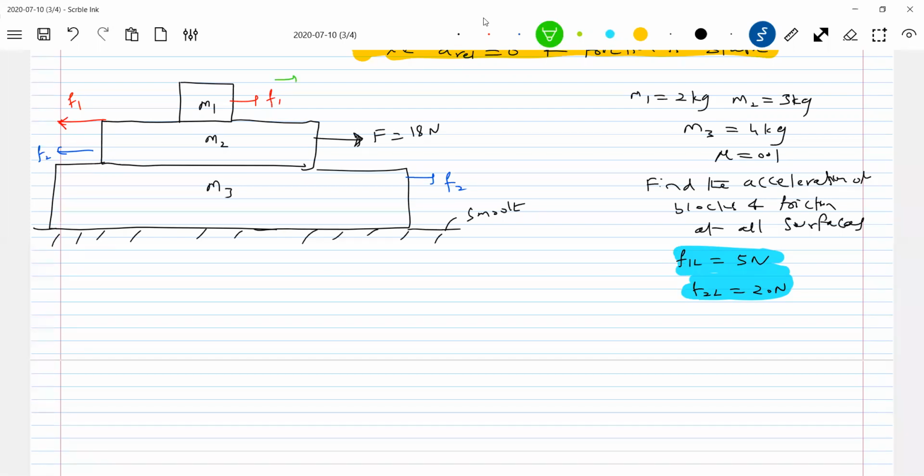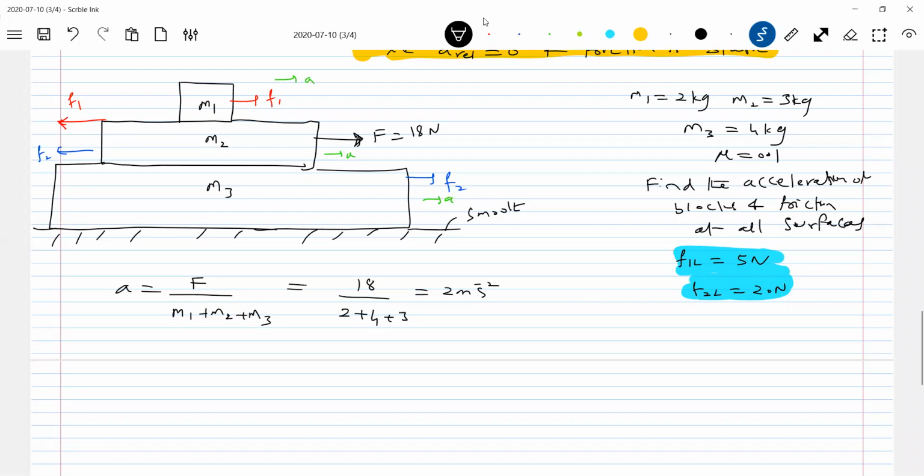So let a be the acceleration of the blocks. And then what is the acceleration equal to? Net force by, because this F1, F2 will become internal, m1 plus m2 plus m3. 18 by 2 plus 4 plus 3, 2 meter per second square. Okay, now what do we have to do? We have to cross check our assumption: no slipping occurs at all surfaces. So I'll directly come for F1. F1 equal to m1 a. What is m1 value? 2 into 2. So how much is it? 4 Newton.